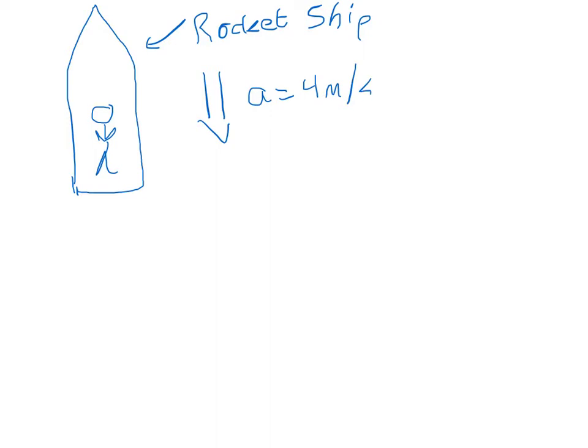Okay, this is another elevator problem, but you don't have to just think of it as an elevator. Imagine that this is a rocket ship. But it's a really special rocket ship, because it's going down at an acceleration of 4 meters per second squared.